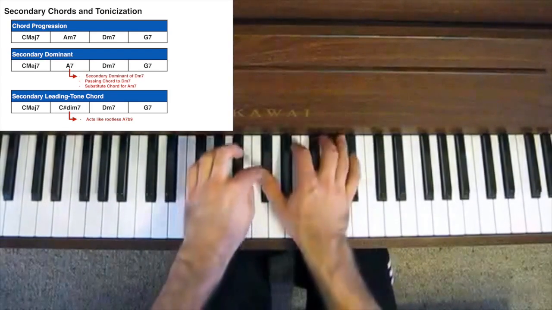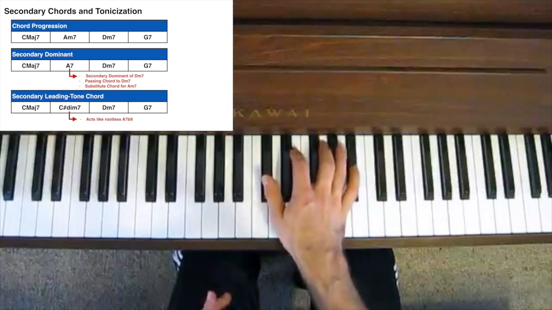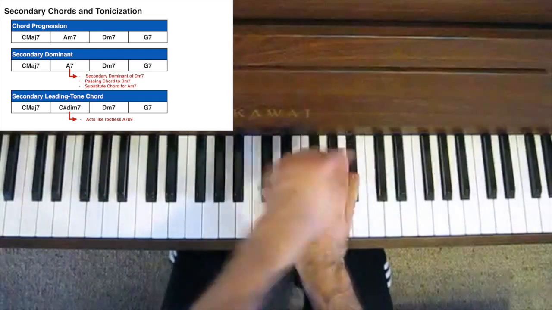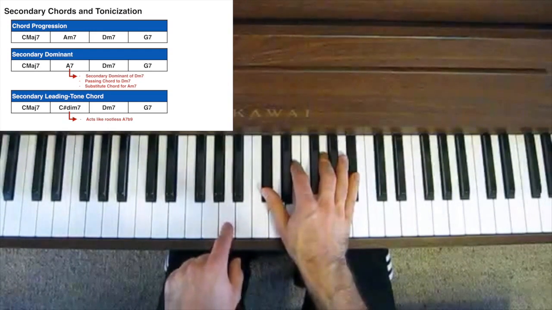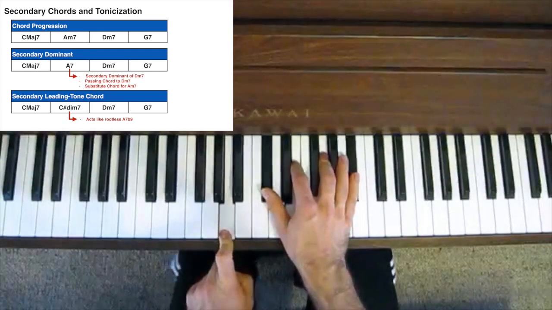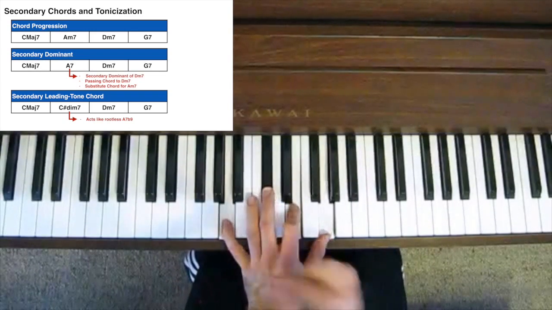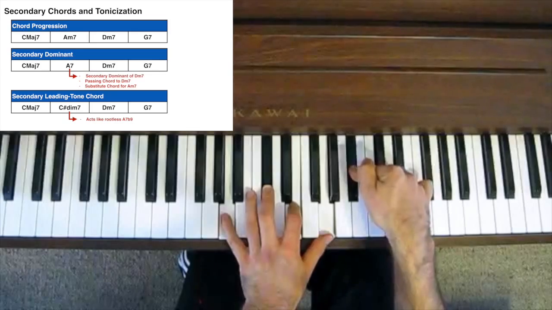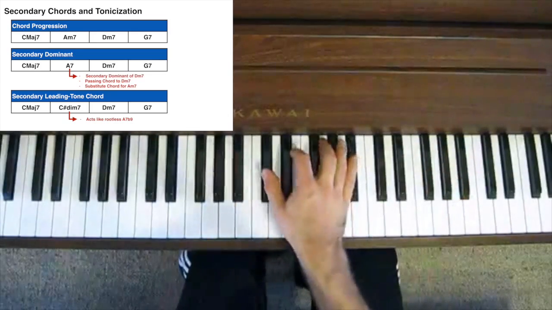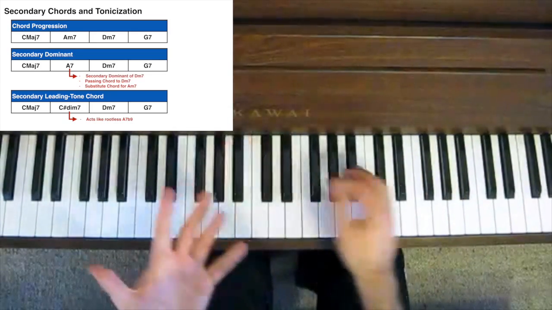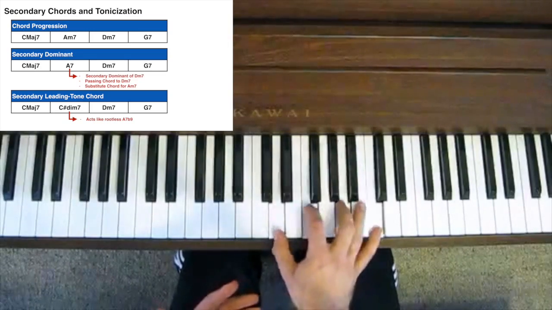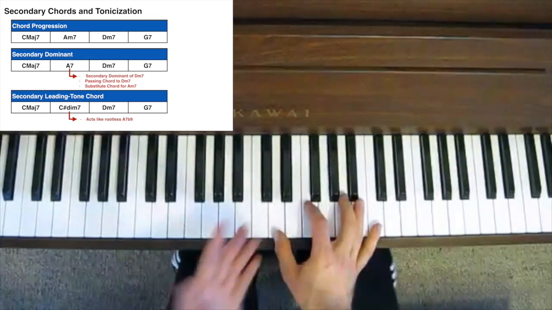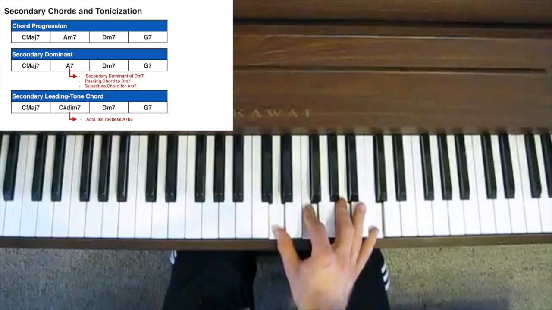Now another way to think about that secondary leading note chord is if we play it and play the A down the bottom, then it looks like a dominant chord with a flat 9. And again, that's another reason it works. It's effectively an extended dominant chord, resolving to the tonicized D minor.